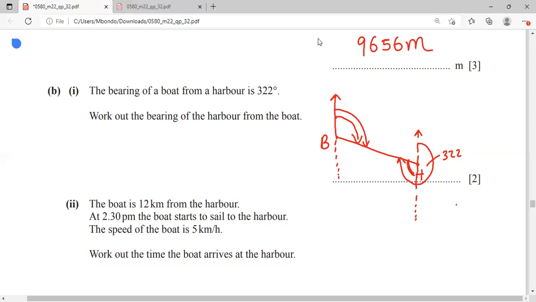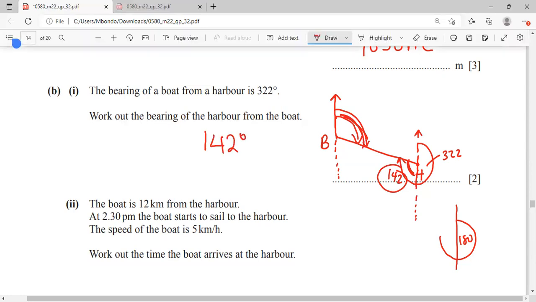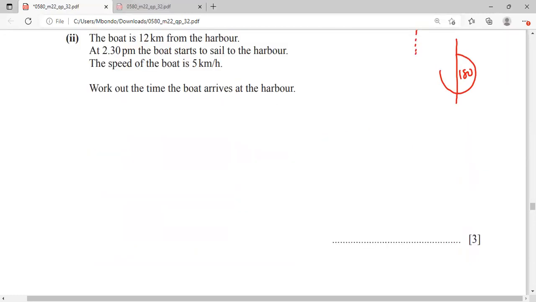How do we find this angle? You know that this is like this, but this is 180. So we can subtract 180 from 322. What do we get? This is going to give us 142. So 142 is what we have here. Then this 142 is an alternate angle to this bearing that we want. So this answer is 142 degrees here. All right. I hope that is clear.